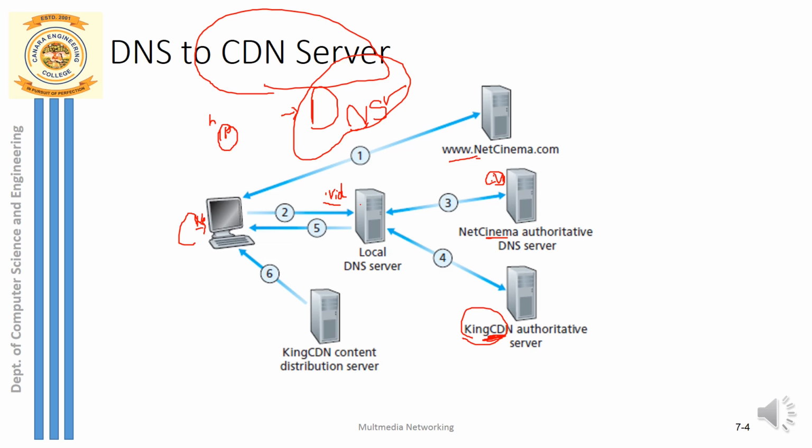So this is a replica. So the CDN authoritative server now actually contains the address of what? The address of the actual King CDN server where the content is residing, where the requested video file is residing. So the address of that King CDN server is available here in the authoritative server. That will be sent back to the local DNS server.